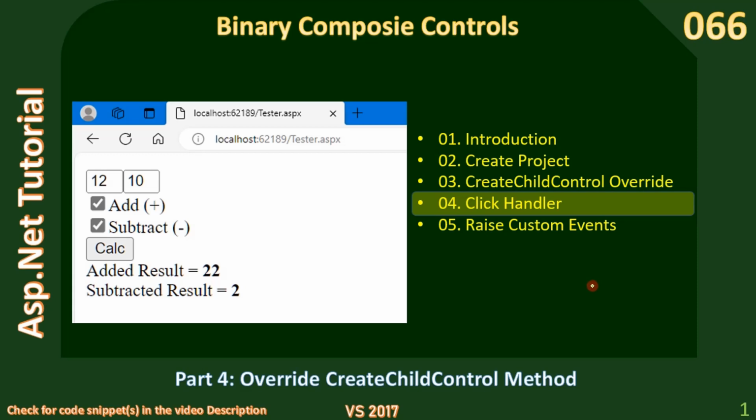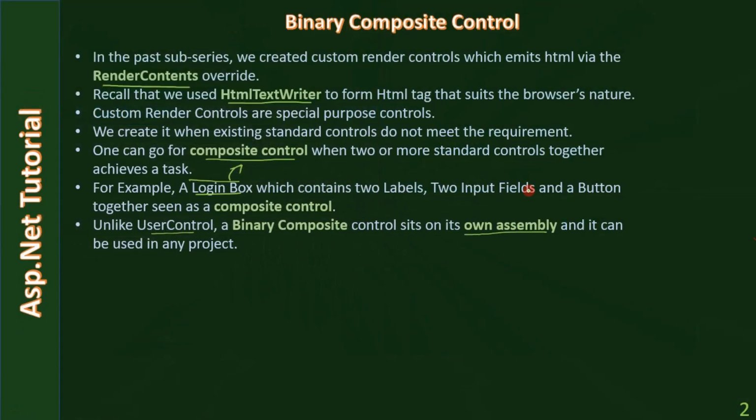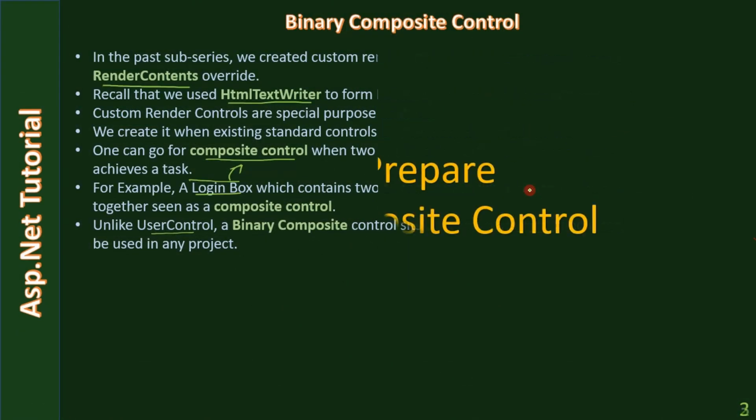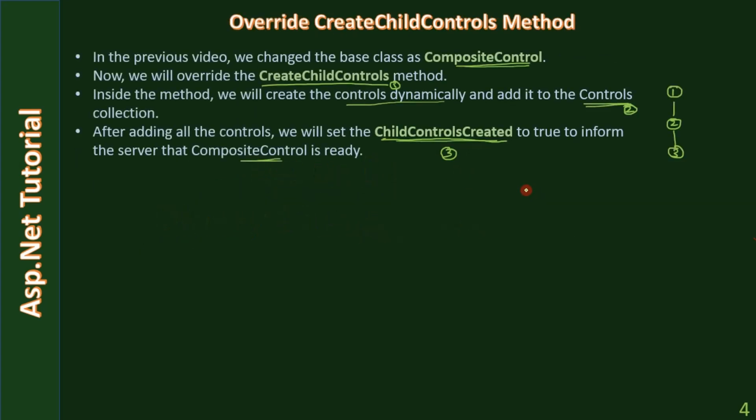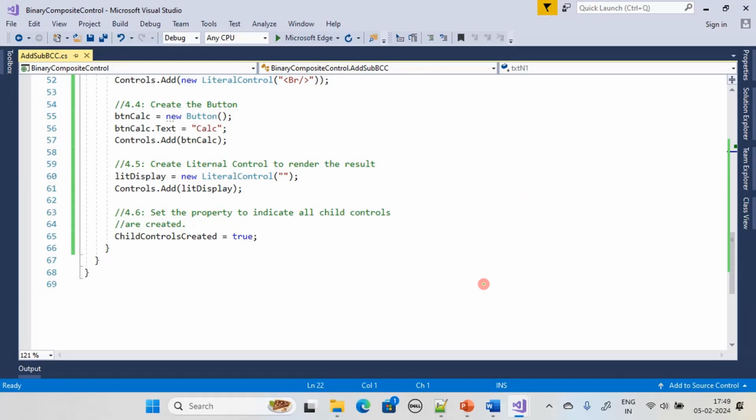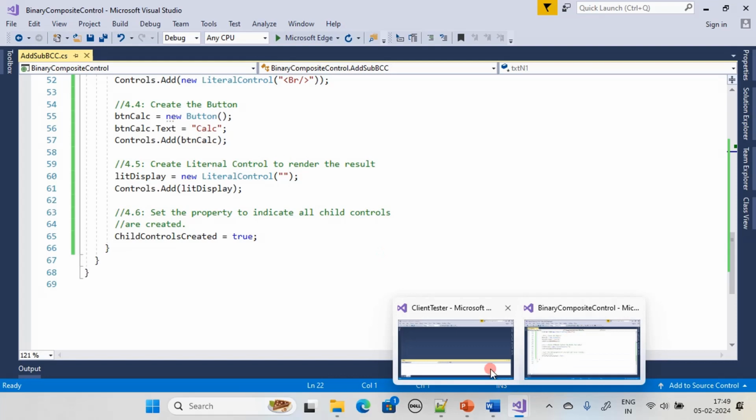In the last video, we overrode the CreateChildControls method. Now we will implement the click event handler. So this is where we left off in the previous video. We overrode this method, right? And we did a rebuild also.